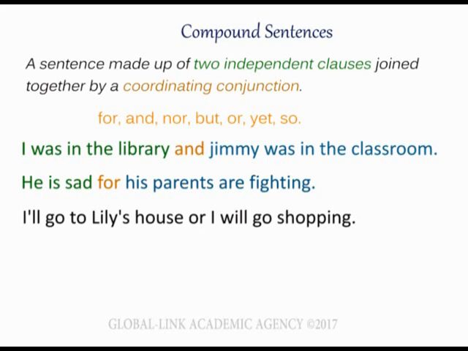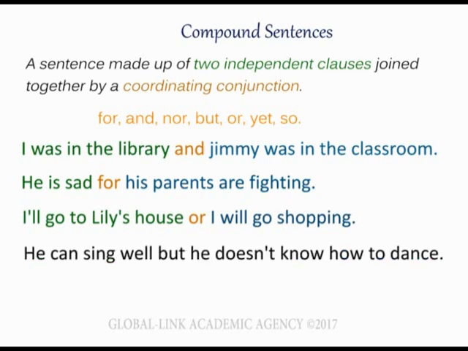I'll go to Lily's house or I will go shopping. The two independent clauses in this sentence are I'll go to Lily's house. The second one, I will go shopping. They are joined by the conjunction or. The fourth one, he can sing well, but he doesn't know how to dance. The two independent clauses are he can sing well and he doesn't know how to dance. But is our conjunction.